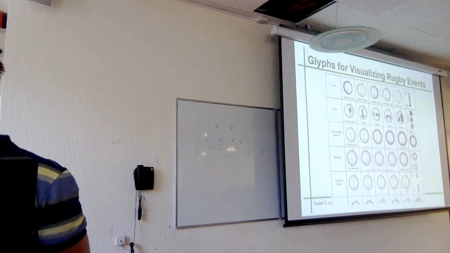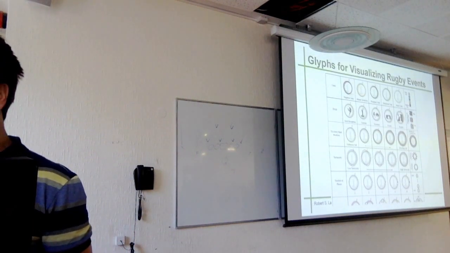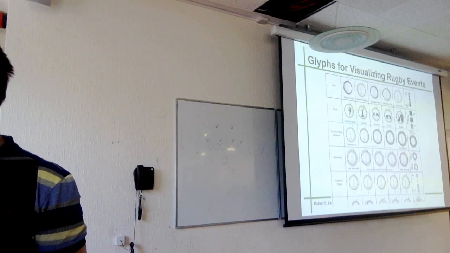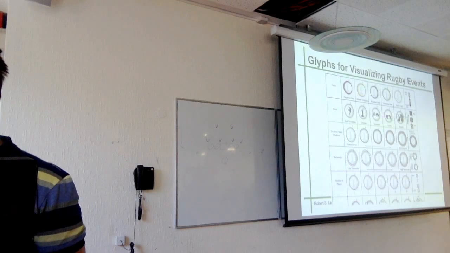So this is what gain looks like as it changes, right? Negative gain, meaning going backwards, is red. Marginal gain is dark green, and so on. Major gain, so that's what the gain looks like. These are the different events: kick receptions, lineouts, turnovers, scrums, and penalties.